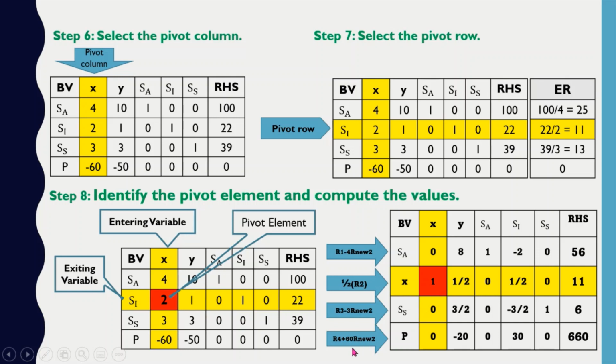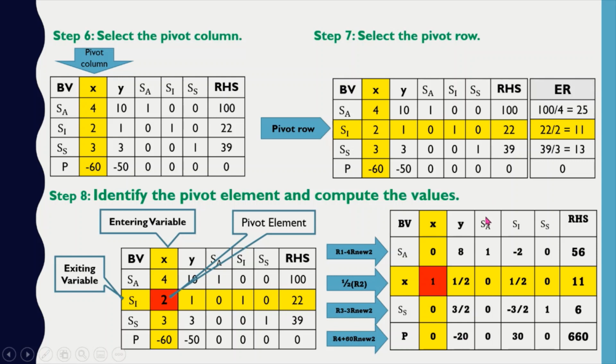So negative 60 plus 60, that is equal to 0. Okay, next, column Y. Here we have negative 50. Negative 50 plus 60, but of course times our new row 2, which is 1 half. So 1 half of 60, or 0.5 times 60, that is 30. So we have negative 50 plus 30, that is equal to negative 20.